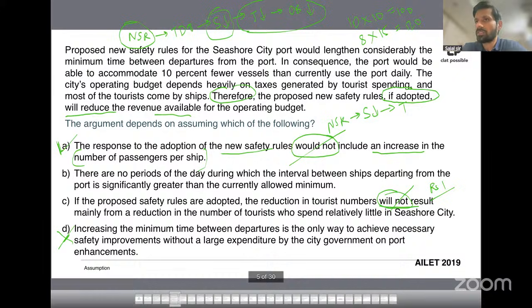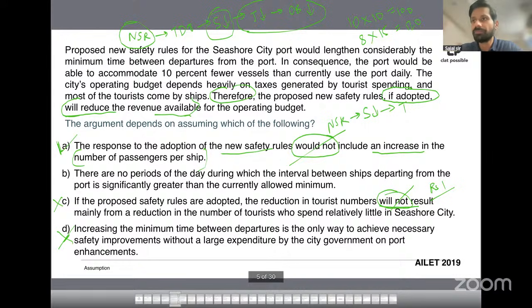Yes, of course. So the author's point is that it will reduce the revenue available. Significantly or not, that's not what the point is. The point is revenue will come down, even if it is by a small amount, right? So this option again becomes irrelevant. From where this reduction will happen, from people who spend little or from people who spend more, it does not really matter. The revenue will still be lost, right? So C is incorrect. Option A is correct here.